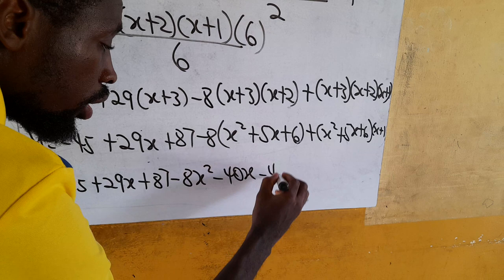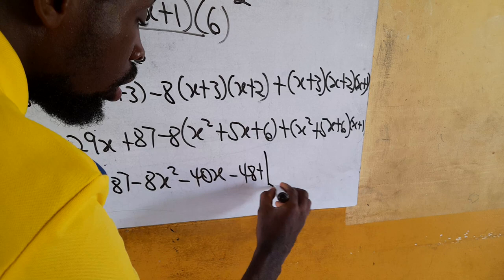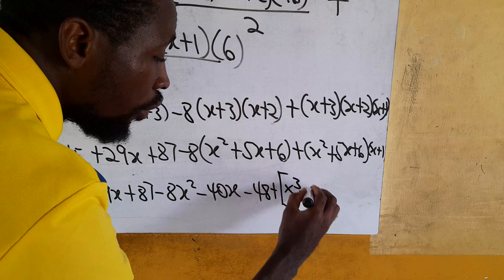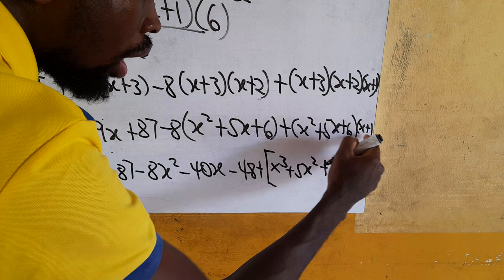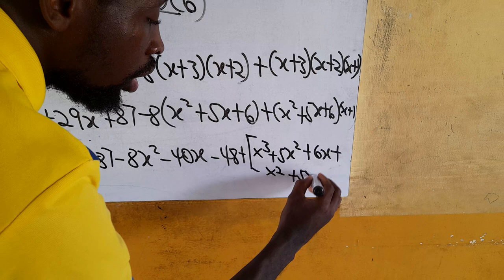Then this will multiply this. Remember, x times x will be x squared. x times 5x will be 5x squared. Then x times 6 will be plus 6x. Then the 1. 1 times that will be plus x squared. Then plus 5x. Then plus 6. I hope you get that.